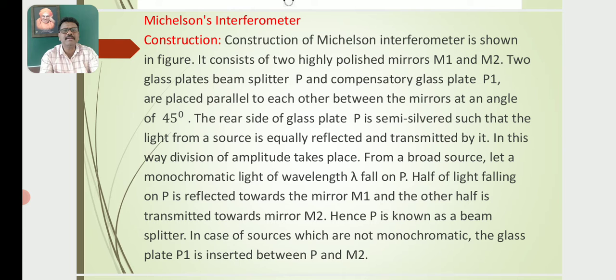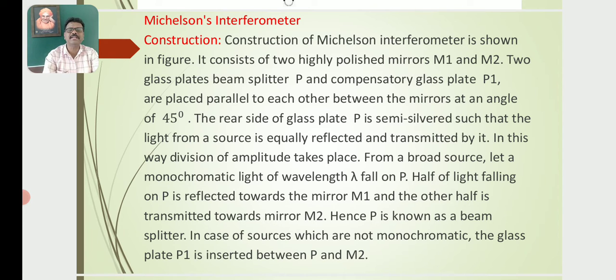So why is it called a beam splitter? The plate P splits the incident beam into a reflected beam and a transmitted beam. That means part of the incident beam gets reflected towards the mirror M1, and part of the incident beam gets refracted or transmitted towards M2. Because of that, the plate P is called a beam splitter.